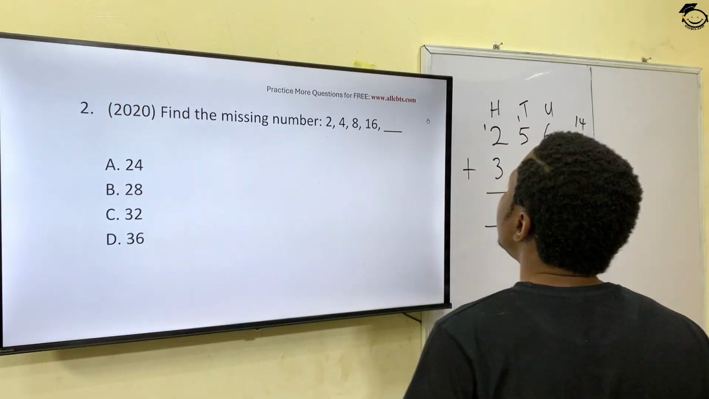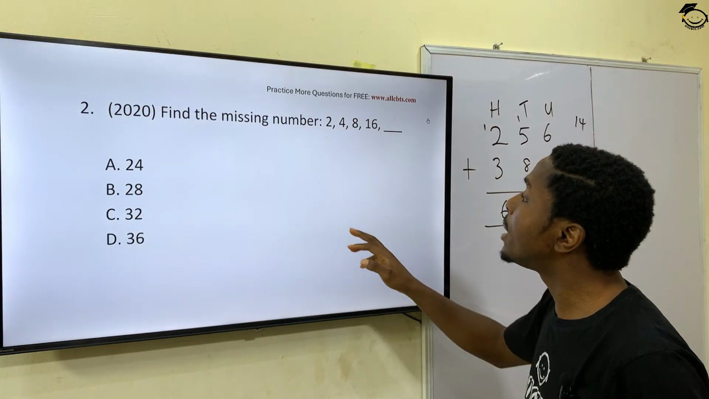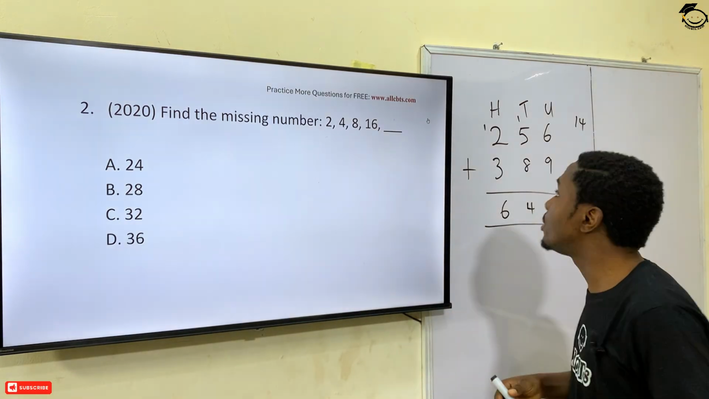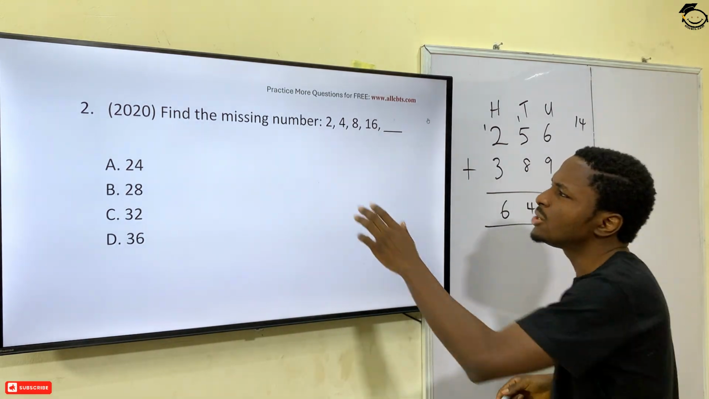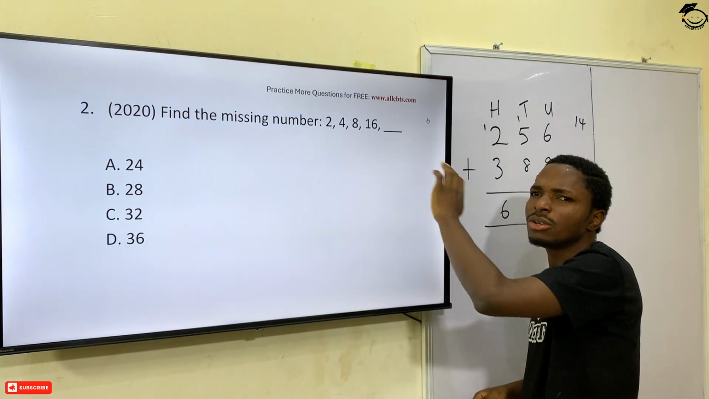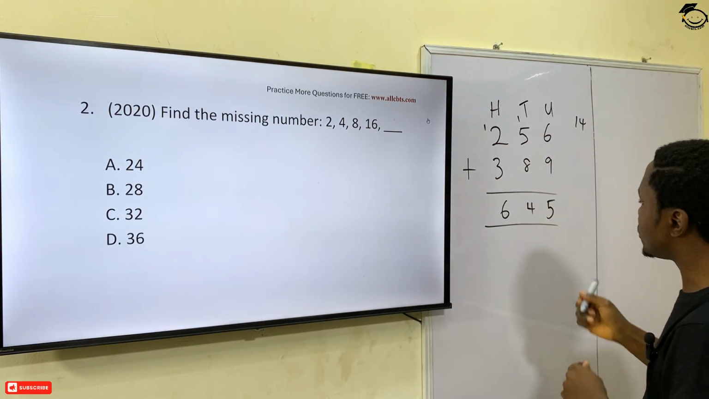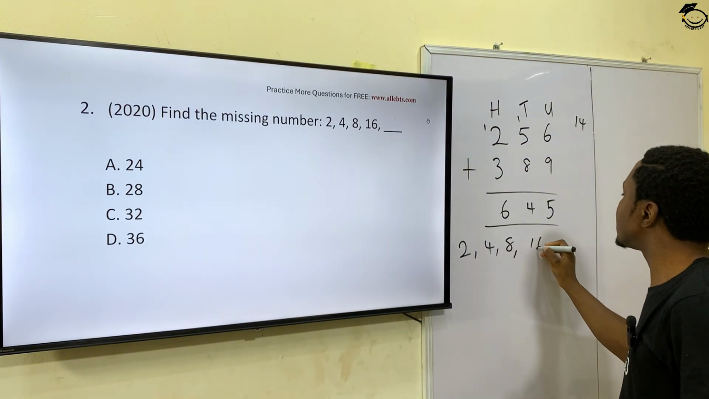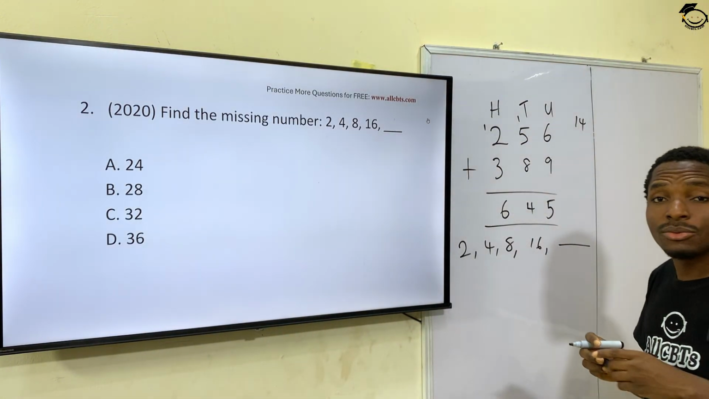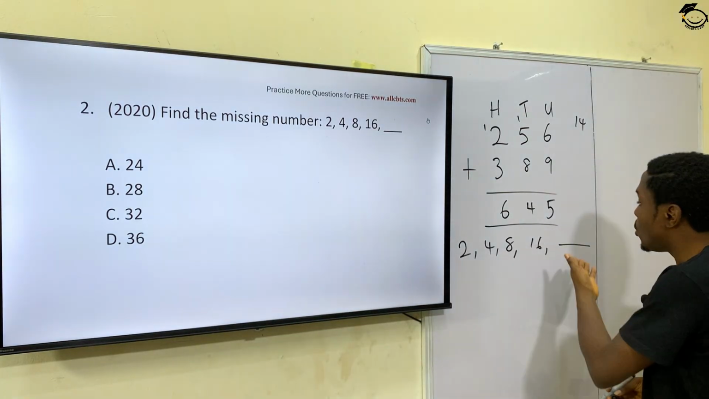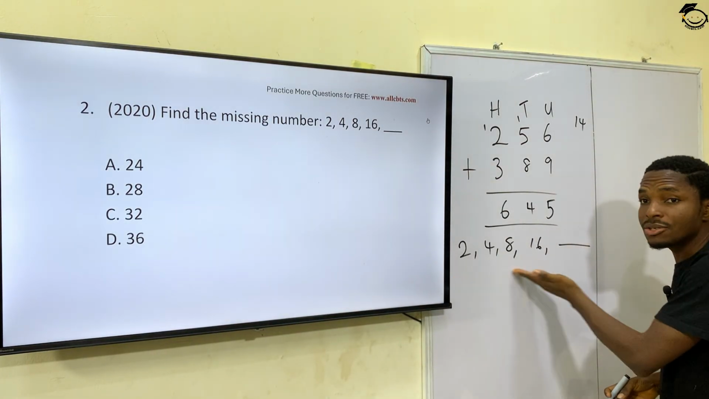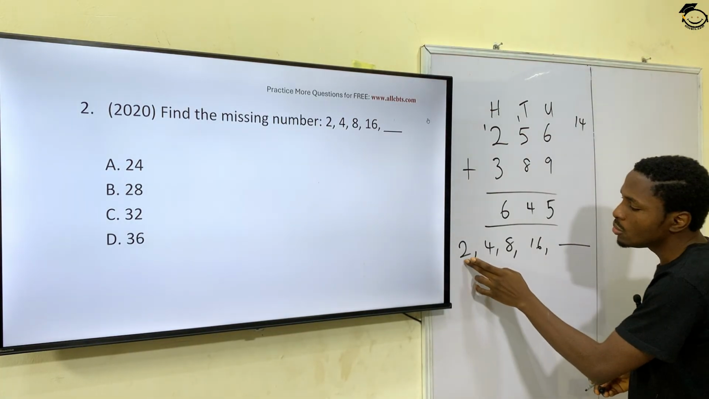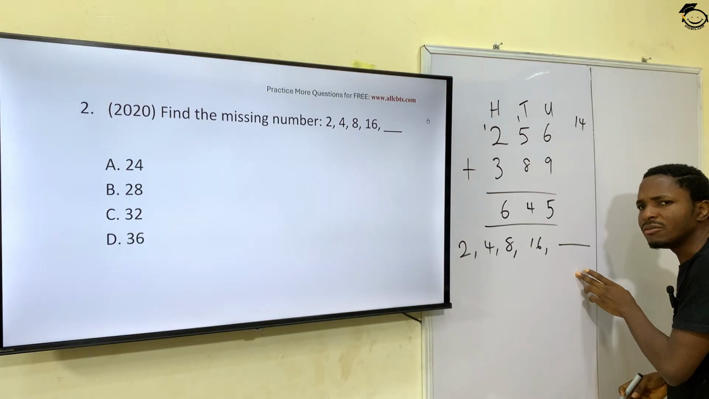Now question 2. Find the missing number. You have 2, 4, 8, 16. What's the next number? The first thing you want to do is look at the trend of the numbers. So you have 2, 4, 8, 16, and a dash. What you are being asked is, what will be the next number? This is a series. To know the next number, you have to know the difference between each of these numbers.